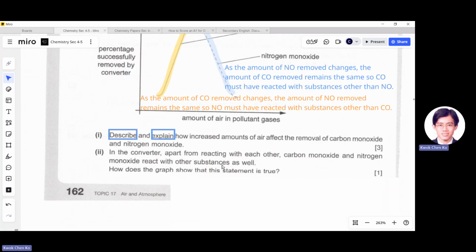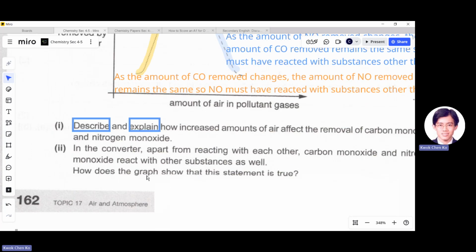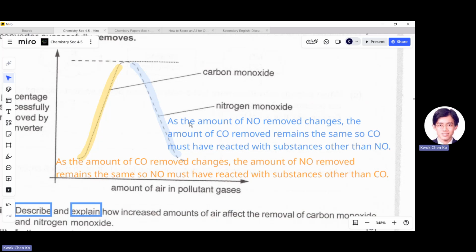Right, for this, obviously you look at the graph. How does the graph show that this statement is true? Again, if I'm to be super systematic, this is what I will write. Okay, let's start from here. Now, as the amount of CO removed changes, you see it's moving out. But look at NO. The amount of NO removed is still the same for this portion here. So therefore, you must conclude that NO has reacted with something else rather than CO.